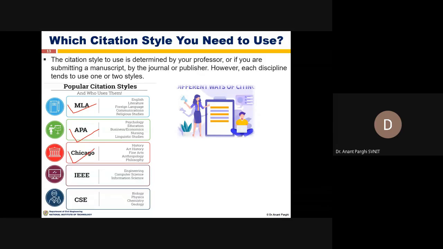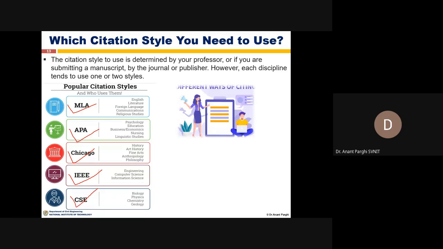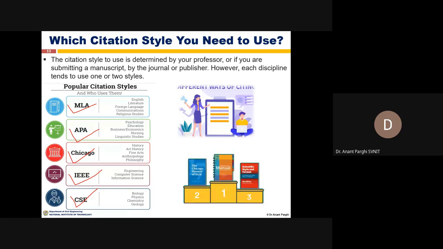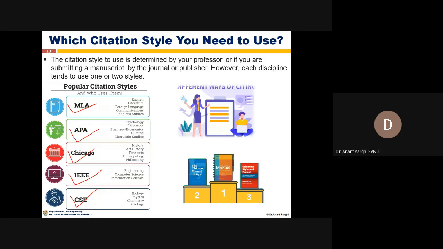Another is the Chicago style. For history, art history, fine art, anthropology, philosophy, we are utilizing the Chicago style. For engineering, generally we are utilizing the IEEE. For computer science, information technology, information science, and most of engineering, we are utilizing the IEEE citation style. For the sciences, for example physics, biology, chemistry, geology, we are utilizing the CSE style. So different styles are available, like Chicago style, manual style, scientific style format also. That kind of style we use in order to provide the citation and the references, right?